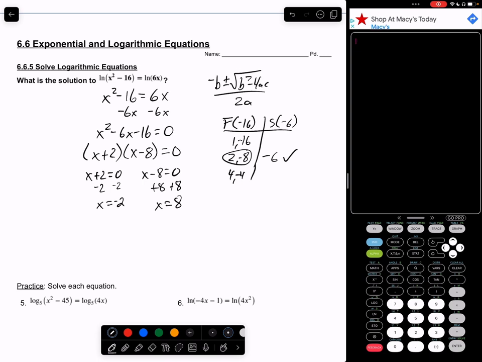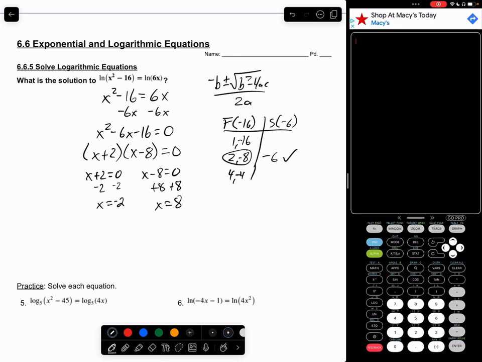So I have two potential solutions. Now, annoyingly enough, I did say the word potential, so we can't just guarantee that these two numbers are going to work out for us. We do need to check them to make sure that they are true solutions. We need to plug them back in.